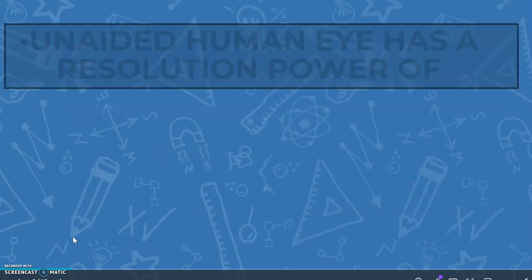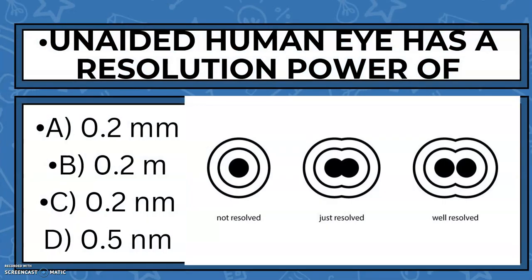Let's begin the questions. The first question is, unaided human eye has a resolution power of option A 0.2 millimeter, B 0.2 meter, C 0.2 nanometer or D 0.5 nanometer. The question is, unaided human eye has a resolution power of what? Is it 0.2 millimeter, 0.2 meter, 0.2 nanometer or 0.5 nanometer?